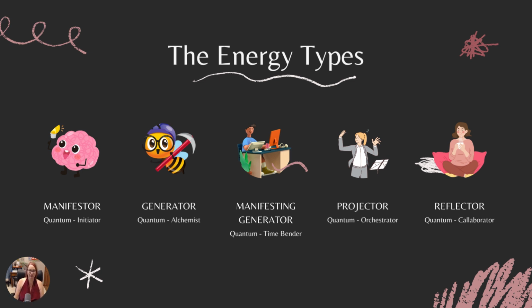A projector. I'm a projector. And a projector in quantum is called the orchestrator. The reason why we're called that is that we are here to guide and teach. And so you'll often find a lot of teachers are often projectors. They are leaders, but in a guiding sense. They love to help people. They can see the potential in somebody. And so sometimes if they're not careful, they can be too critical because they see that potential.